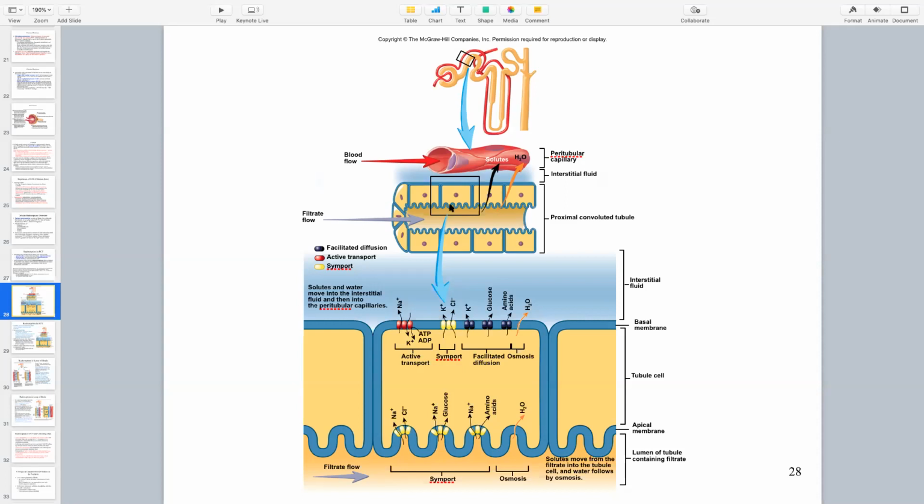Remember, we're going to filter almost 180 liters of fluid a day. 180. And only 1 to 2 liters of urine will be produced per day. So it's like a 99% filtration and reabsorption rate.